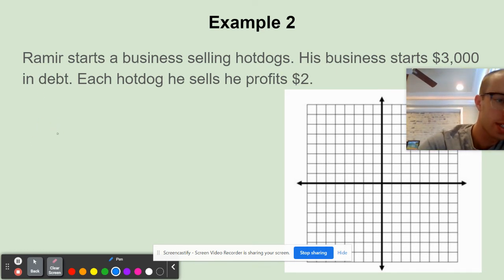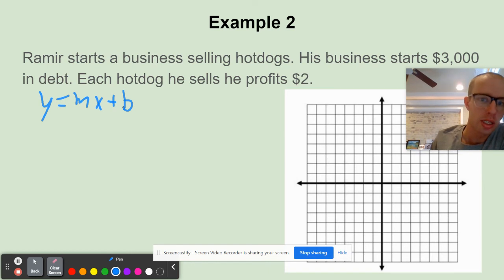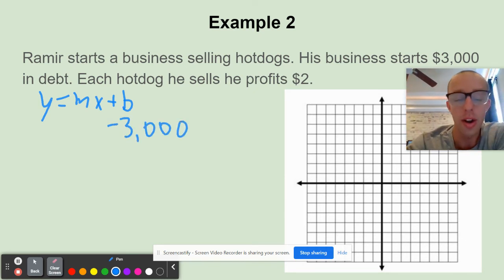So I know it's a constant rate of change. y equals mx plus b. His business starts $3,000 in debt. Debt means negative, so I know my beginning is negative 3,000. And he earns $2 per hot dog.